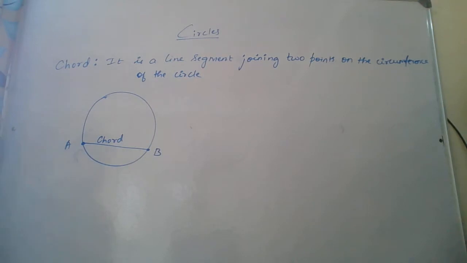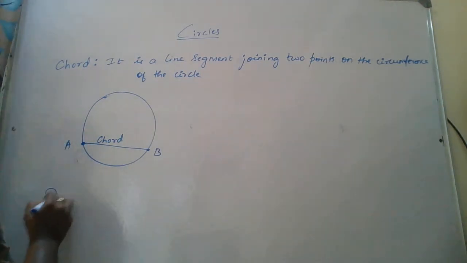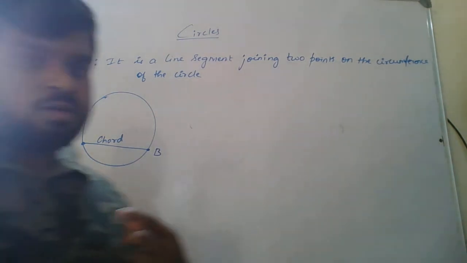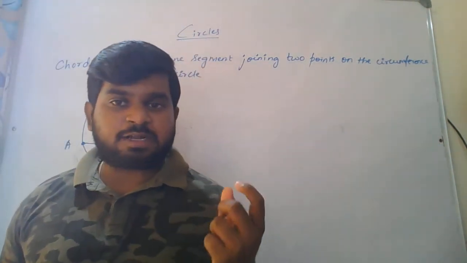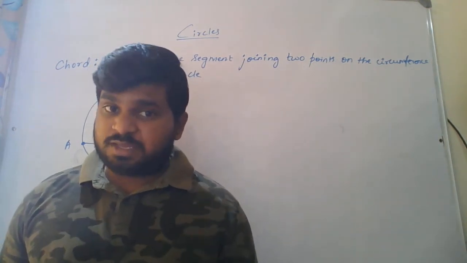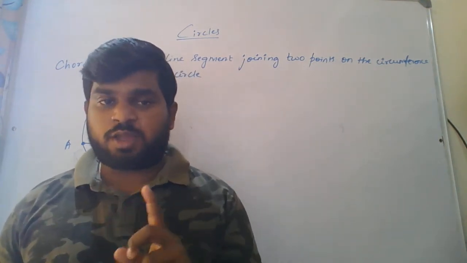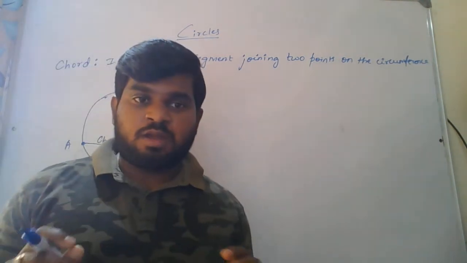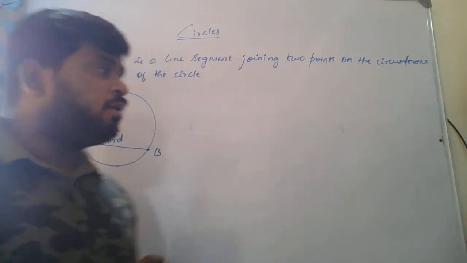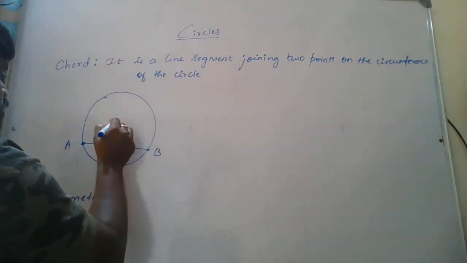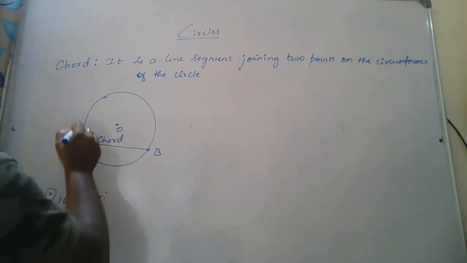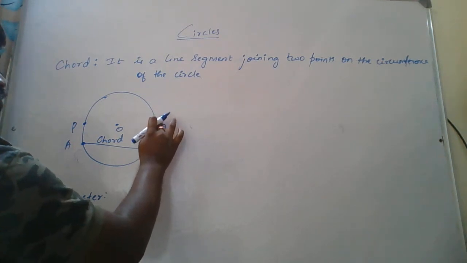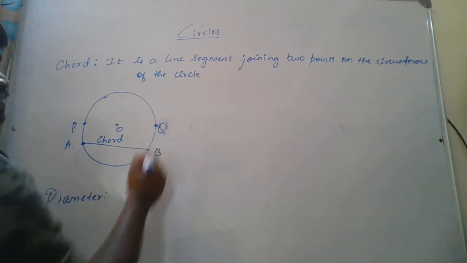If this is chord, then what is diameter? You would have also heard that the diameter is the biggest chord, which means diameter is also a chord. Remember, diameter is also a chord. It is a special kind of chord. Why? Observe. Let's say O is the center of the circle. Let's take point P and point Q on the circumference.